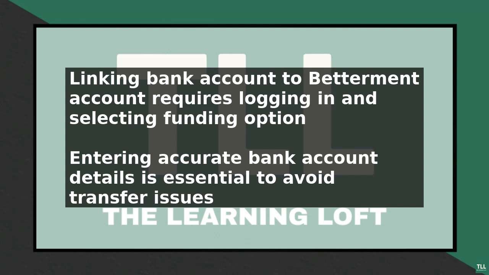ACH stands for Automated Clearinghouse, a network that facilitates electronic transactions between banks. The ACH transfer process typically takes 2 to 3 business days to complete, although this may vary depending on the bank and the time of transfer. To initiate an ACH transfer, log into your Betterment account and select the deposit option. Enter the amount you wish to transfer and confirm the transaction.